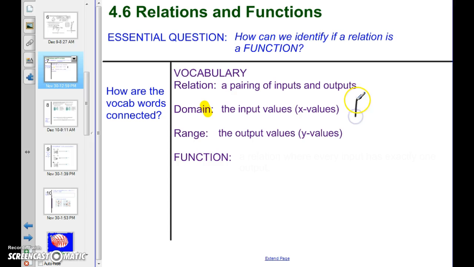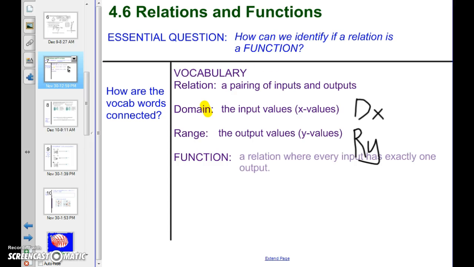So the domain, that's always your x's. So D is for x. And last year we remembered, and this year we can too. We have Orion in our class. So Ry is our friend. Range is the y values. Okay. And the last one, a function, is a relationship where every input has exactly one output. So I have a good way to explain that when we get to the next slide.